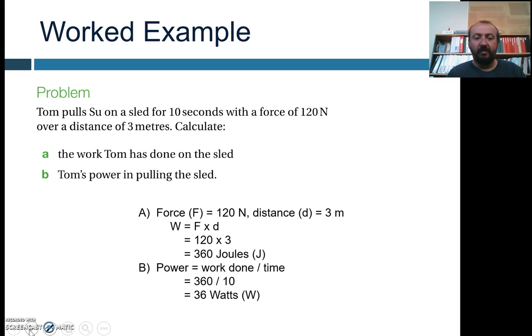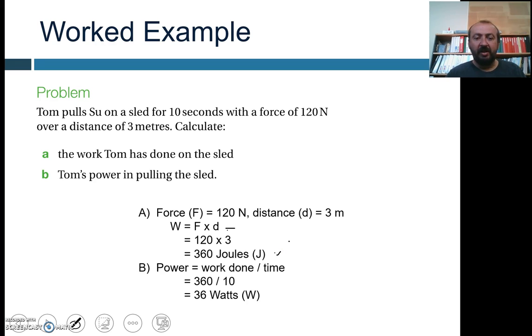So first of all, we've got force equals 120 newtons, distance equals 3 meters, and there's our equation just there. Work equals force times distance, and that equals 120 by 3, which equals 360 joules. Okay, so that's our answer there.